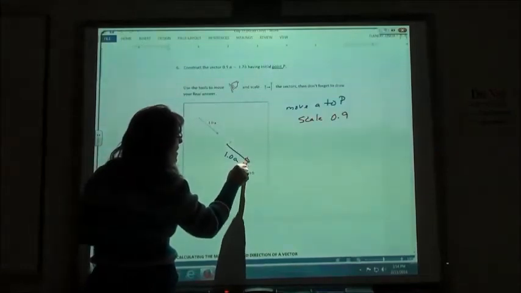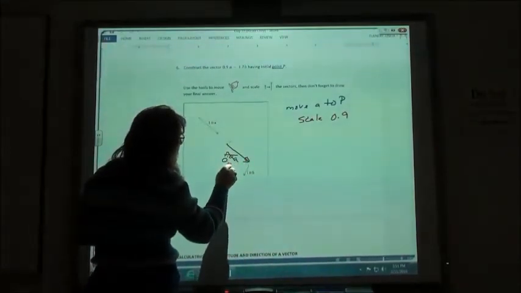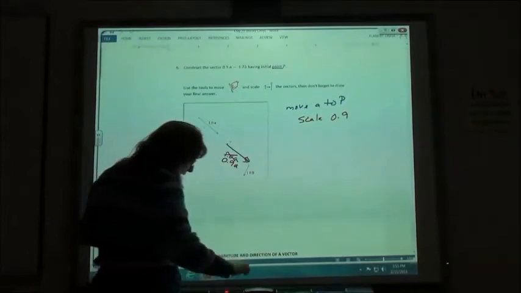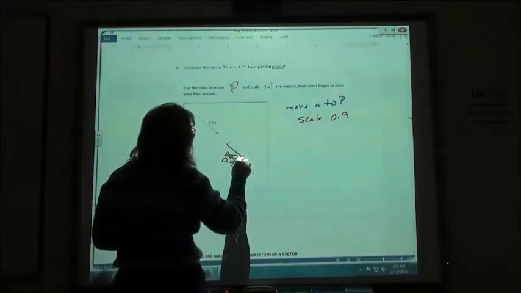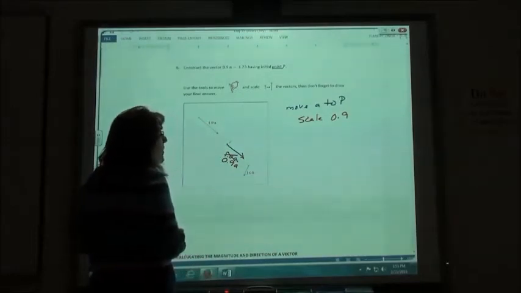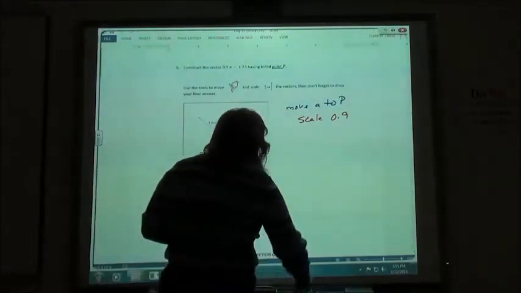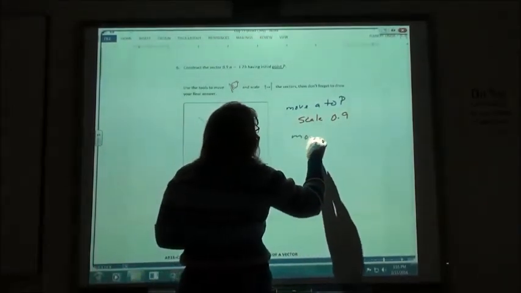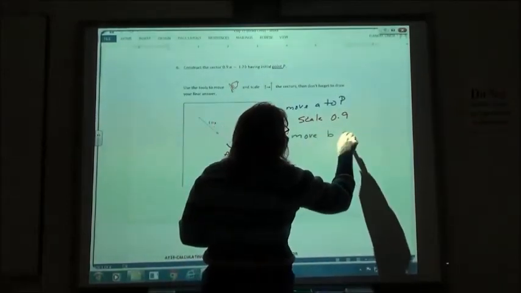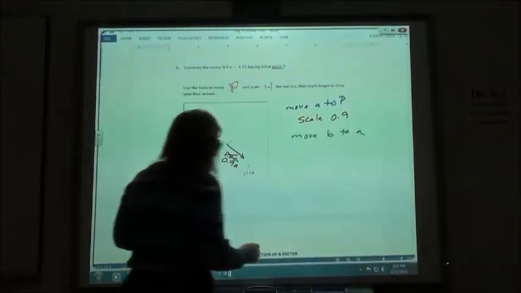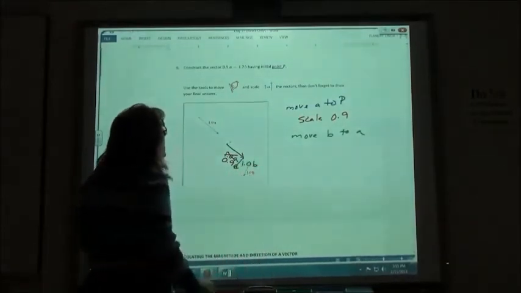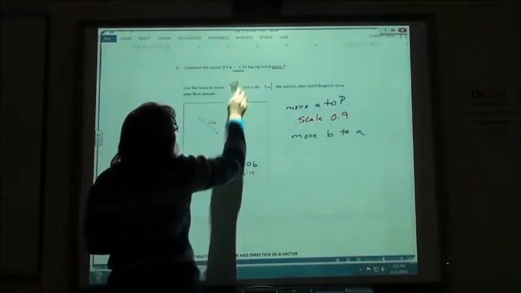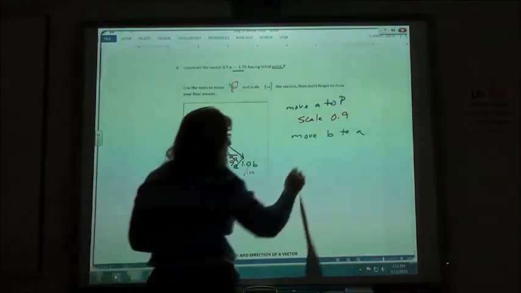I'm going to push the end back. And so now it's going to say 0.9A. And it's going to be a little bit shorter. We'll just say it ended there. Then we are going to move B to A. B is going this direction, 1.0B. But I'm going to scale it to negative 1.7.